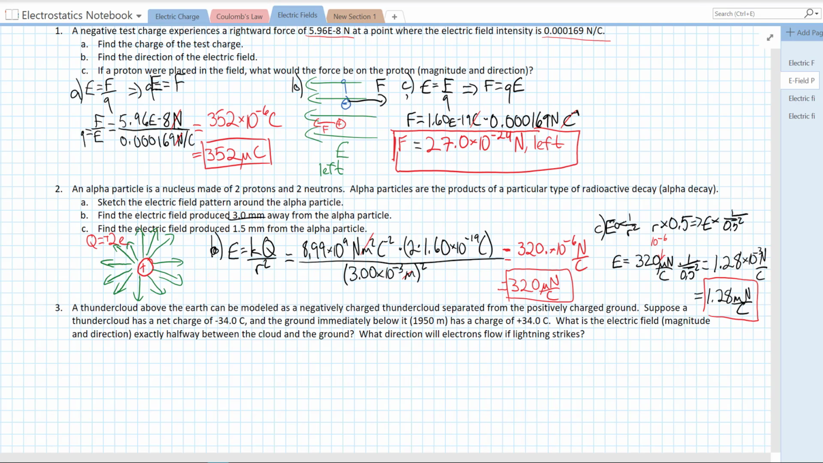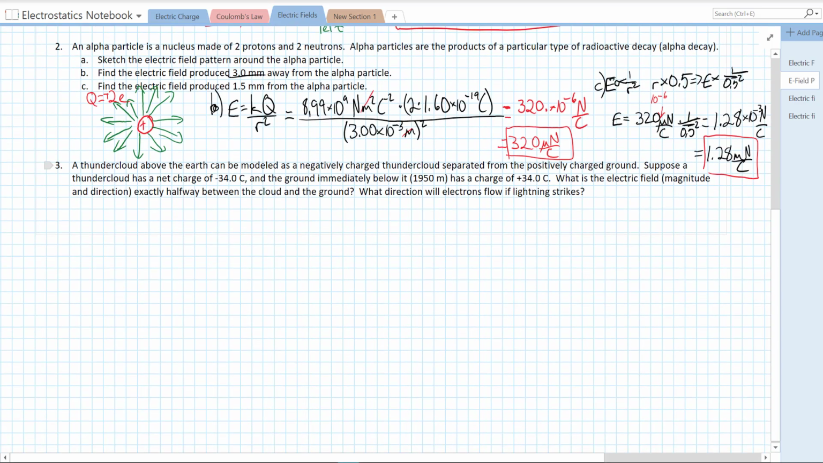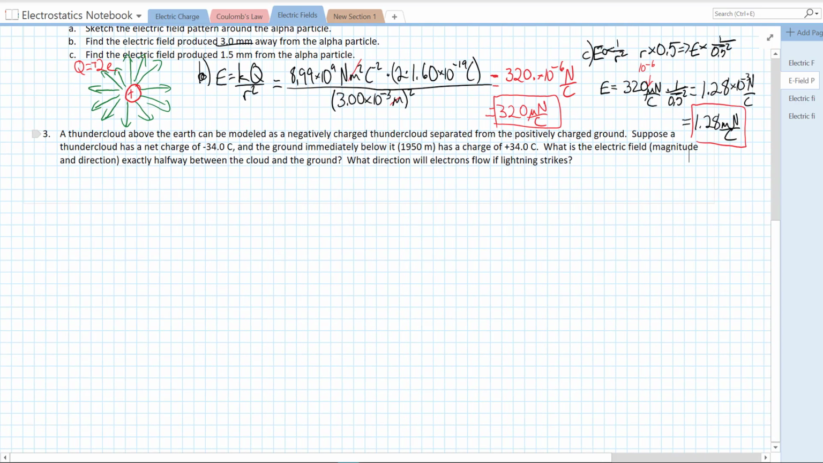Okay, last question. A thundercloud above the Earth can be modeled as a negatively charged thundercloud separated from the positively charged ground. Suppose a thundercloud has a net charge of negative 34.0 coulombs, and the ground immediately below it, 1950 meters, has a charge of positive 34.0 coulombs. What is the electric field, magnitude and direction, exactly halfway between the cloud and the ground? What direction will electrons flow if lightning strikes?